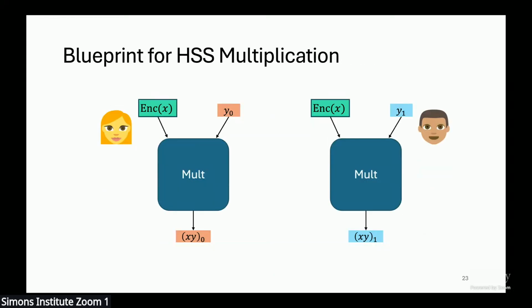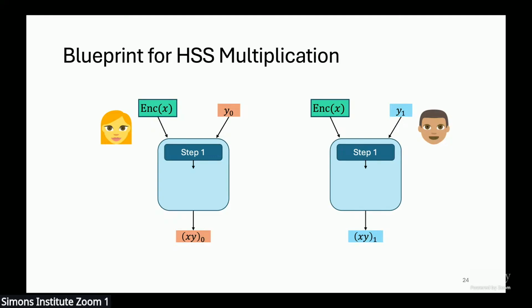So let's look at this blueprint for HSS multiplication, which holds for several different schemes in the literature. So for each multiplication gate, the parties both have an encryption of the input wire x, and then they have these shares of the intermediate value y in some linear shared form. Okay, and in step one, we're going to do this ElGamal distributed decryption. But to do it, we're actually going to require that this linear sharing we have includes not just additive shares of y, but also additive shares of y times the secret key, d, used in ElGamal.